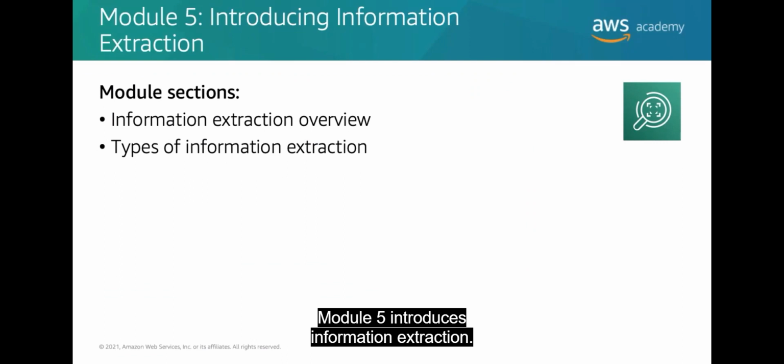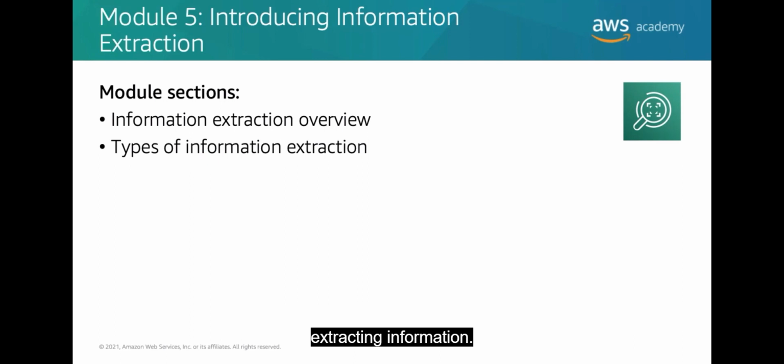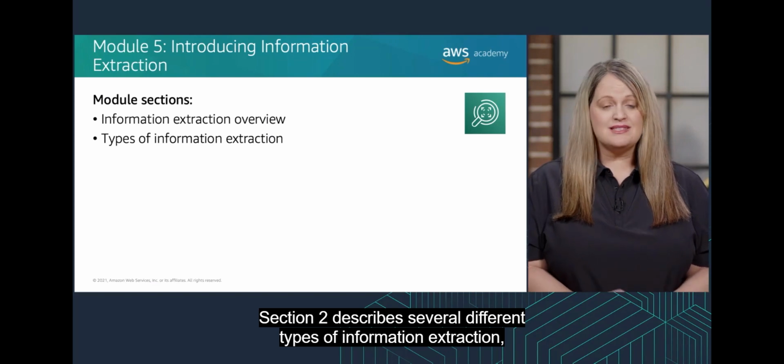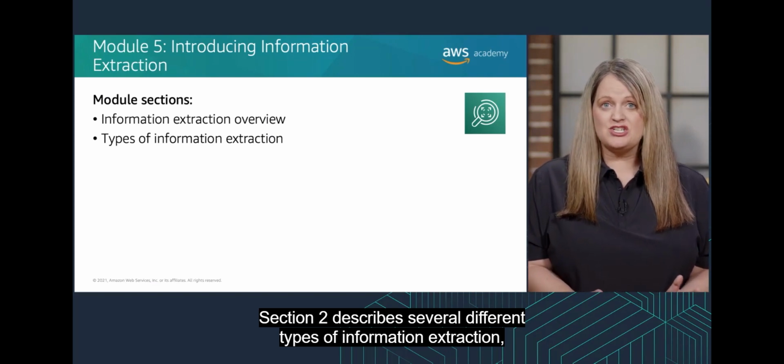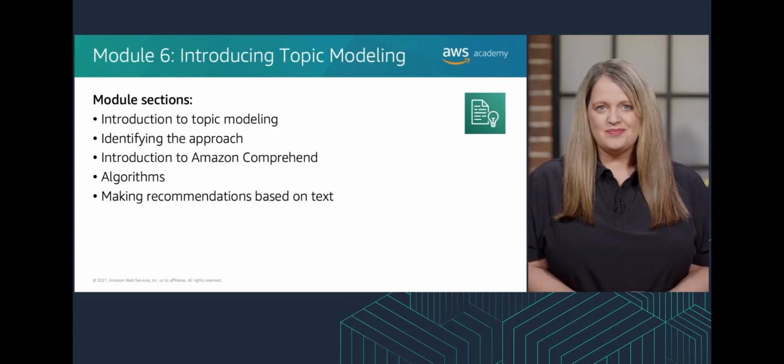Module 5 introduces information extraction. Section 1 provides a high-level overview of the concepts and the process for extracting information. Section 2 describes several different types of information extraction, such as extracting named entities from text.